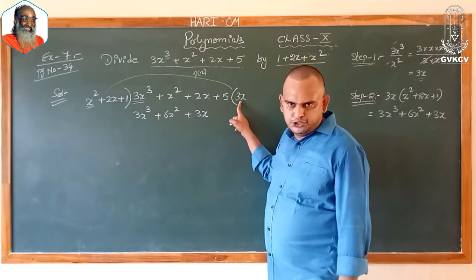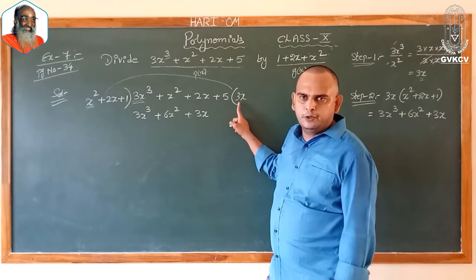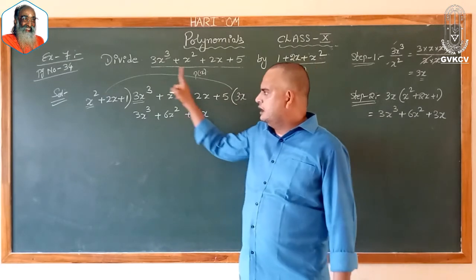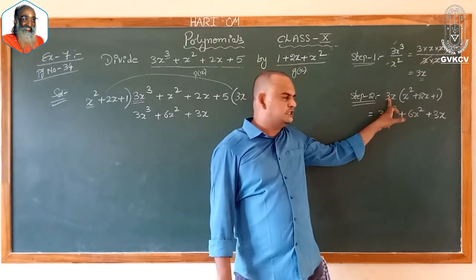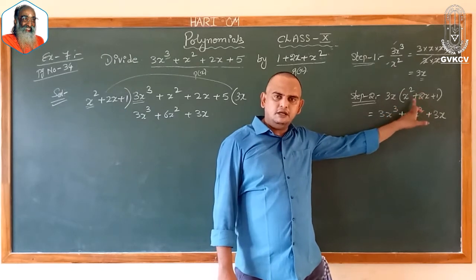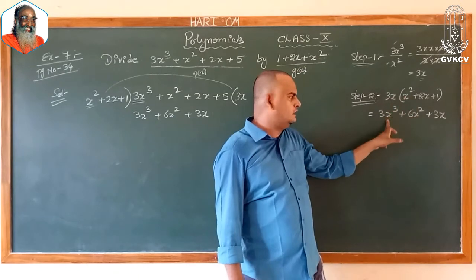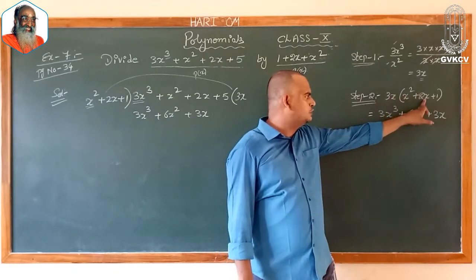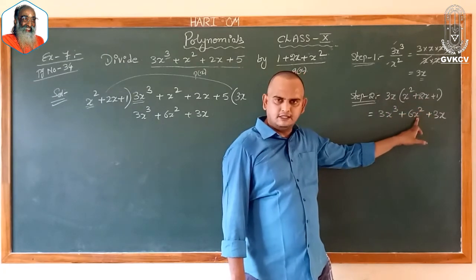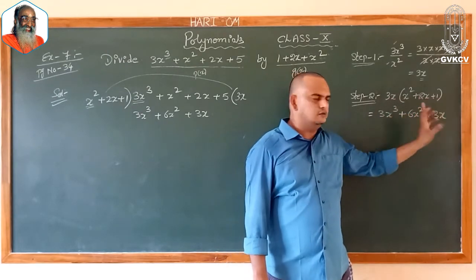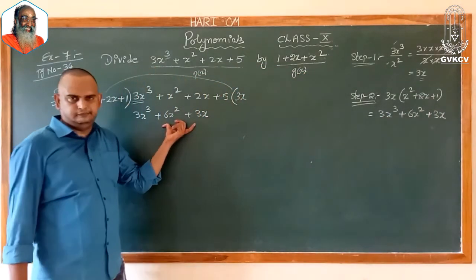After completion of the quotient, I got the quotient 3x. Next, we are going to multiply the quotient and the divisor. Step 2: quotient 3x, divisor x square plus 2x plus 1. So, 3x into x square, 3x cube. 3x into 2x, 6x square; 3 twos are 6, x into x, x square. 3x into 1, 3x. So, the product we have, we need to write here.